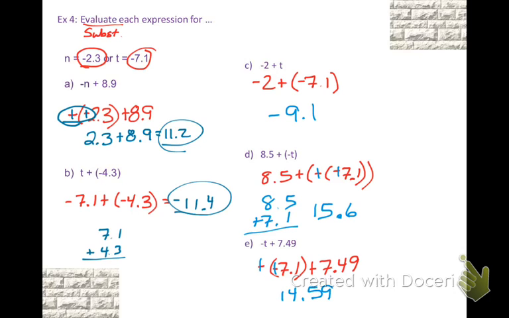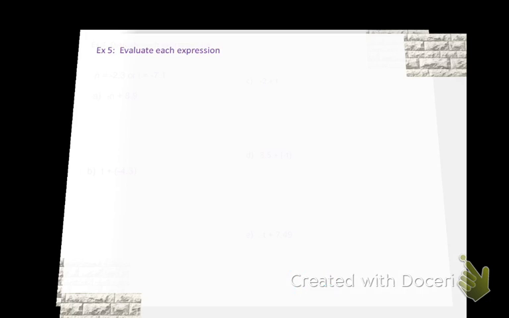All right, for C, it would be negative 2 plus negative 7.1 equals negative 9.1. D would be 8.5 plus negative 7.1, which makes it 8.5 plus 7.1, which is 15.6. E would be negative 7.1 plus 7.49. The two negatives become positive, and so it would be 14.59.